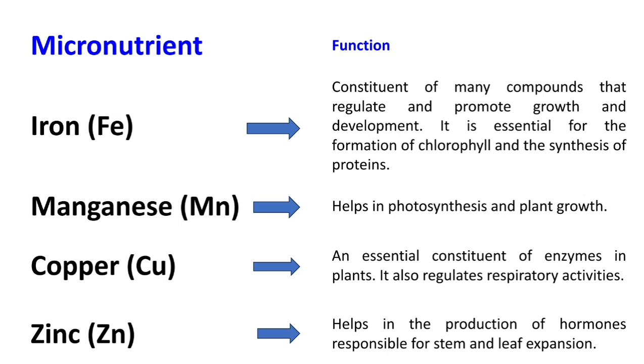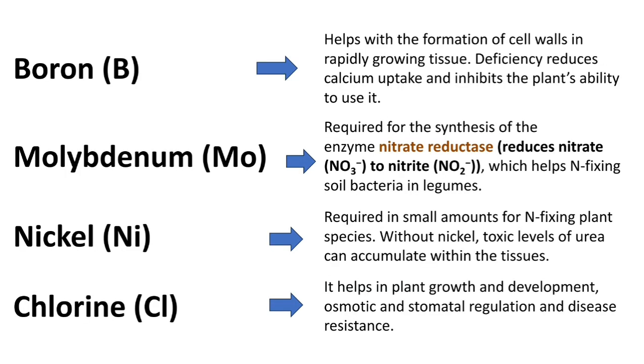Then what is the role of manganese? It helps in photosynthesis and plant growth. Copper is an essential constituent of enzymes in plants. It regulates the respiratory activities. Then zinc helps in the production of hormones responsible for stem as well as leaf expansion. Then boron helps in the formation of cell walls in rapidly growing tissues. Its deficiency reduces calcium uptake and inhibits the plant's ability to use it.